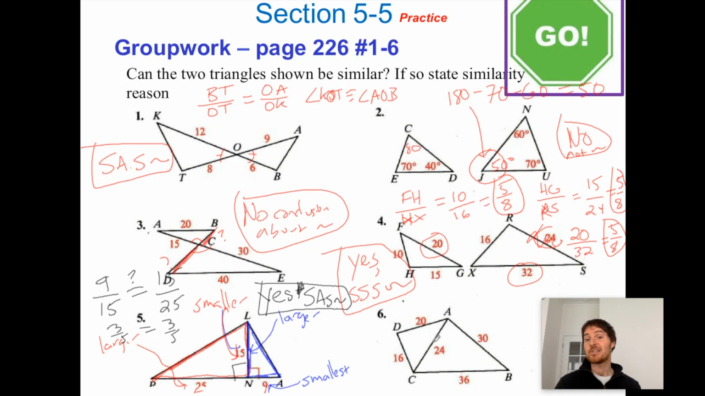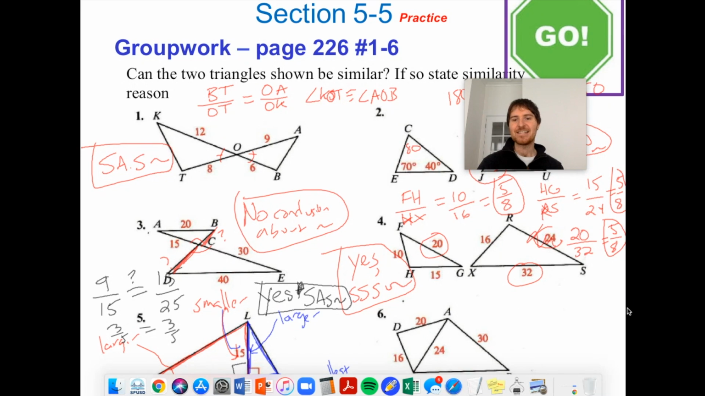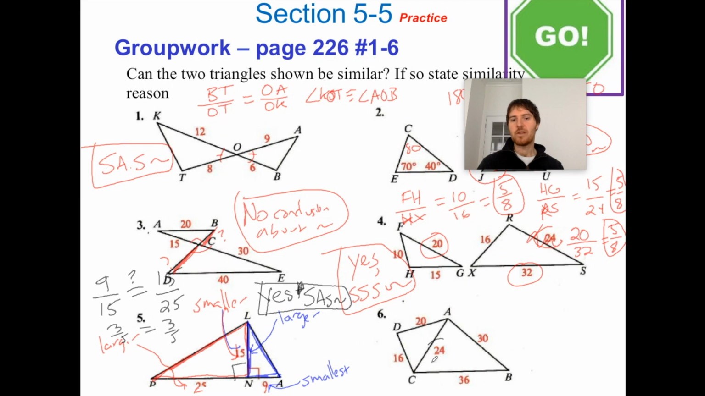Okay, so let's check this one out here. This is the last one here, and this one I can tell is going to be no. Why? Well, this 24 one is the largest in this triangle right here. Okay, but it's the smallest in this triangle, right? This definitely trips people up here. Let's check this out here.